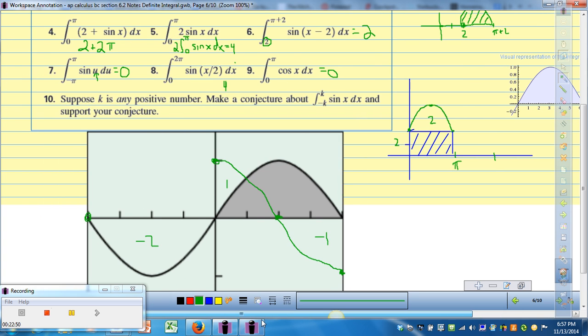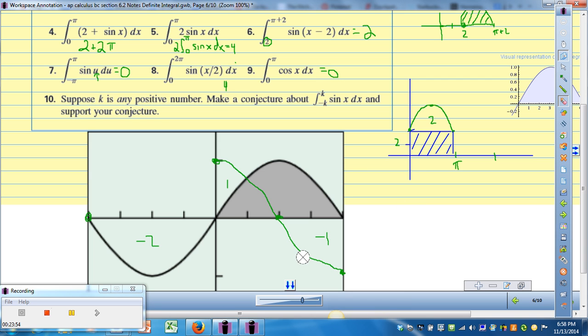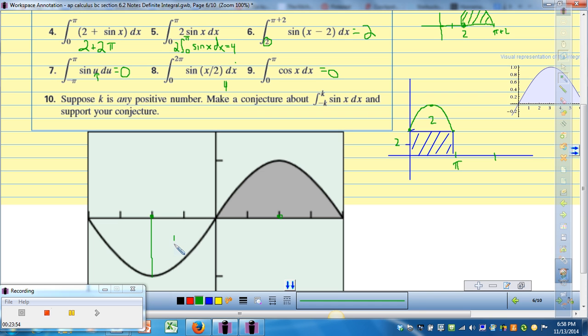Okay, and finally, suppose k is any positive number. Make a conjecture about the integral from negative k to k of sine x dx. Well, we've done a few of these already. And if we go from any negative value to positive value, let's say negative pi halves to pi halves on sine of x, this one would be -1, and this one would be +1. Adding the two together, we get 0.